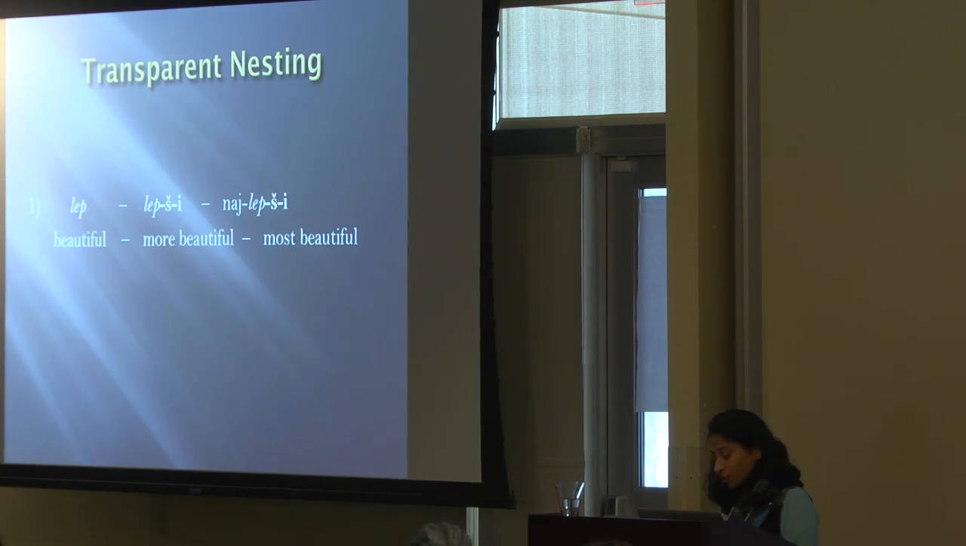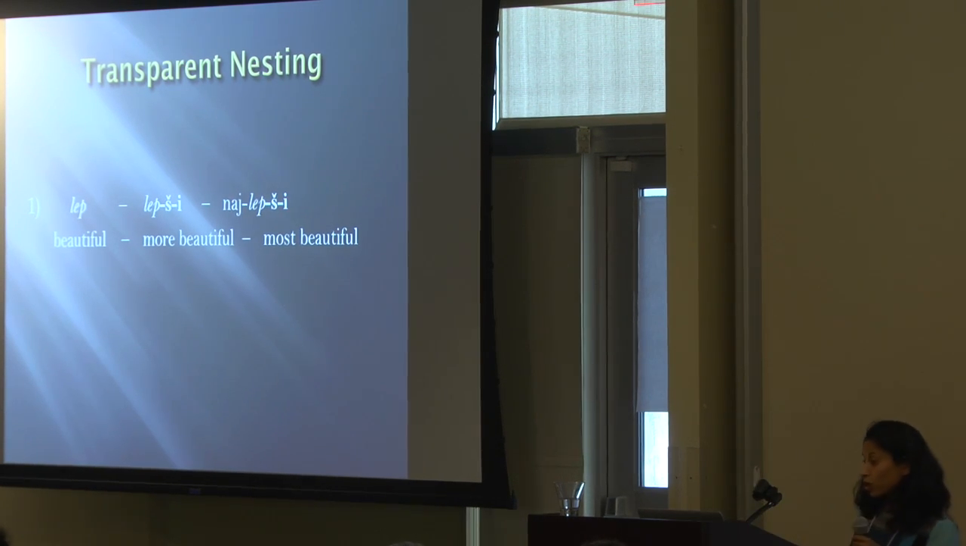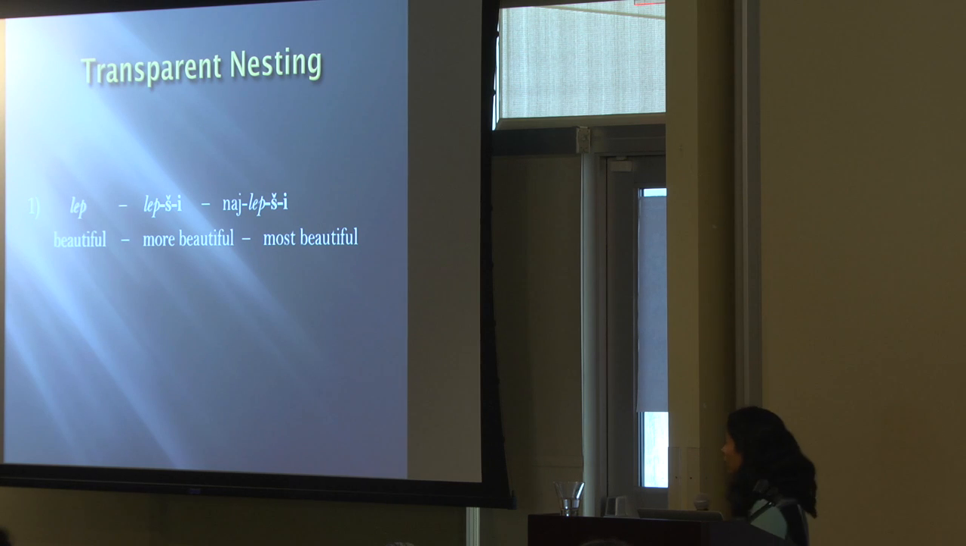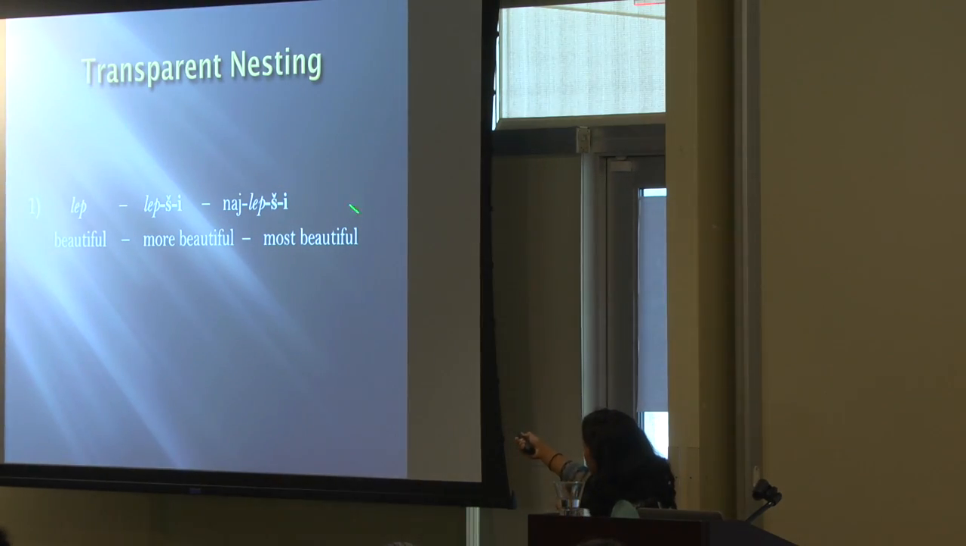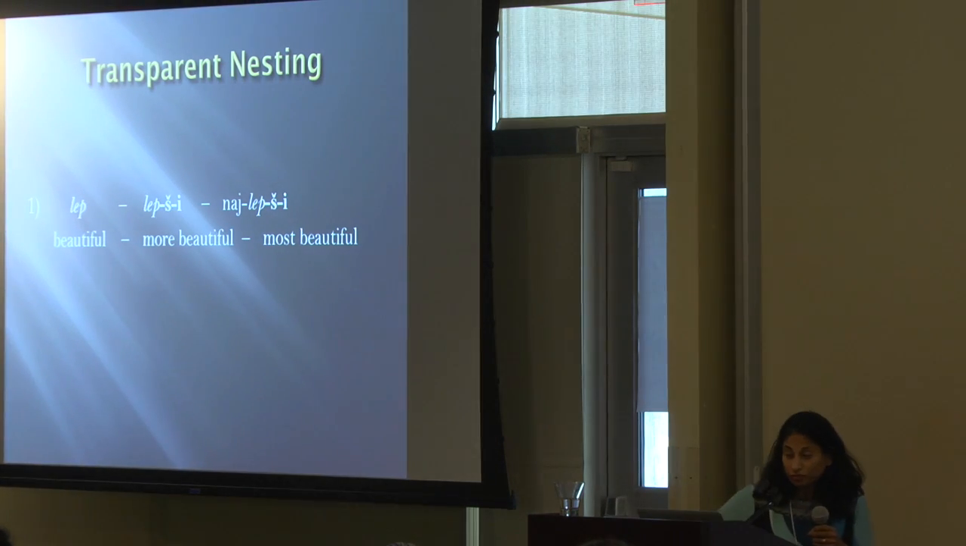And in some cases, this is really transparent, right? So this is an example from Slovenian. The way to say beautiful is lep. Lepši is more beautiful. And then the superlative is najlepši. And you can actually see najlepši contains lepši, contains the comparative.